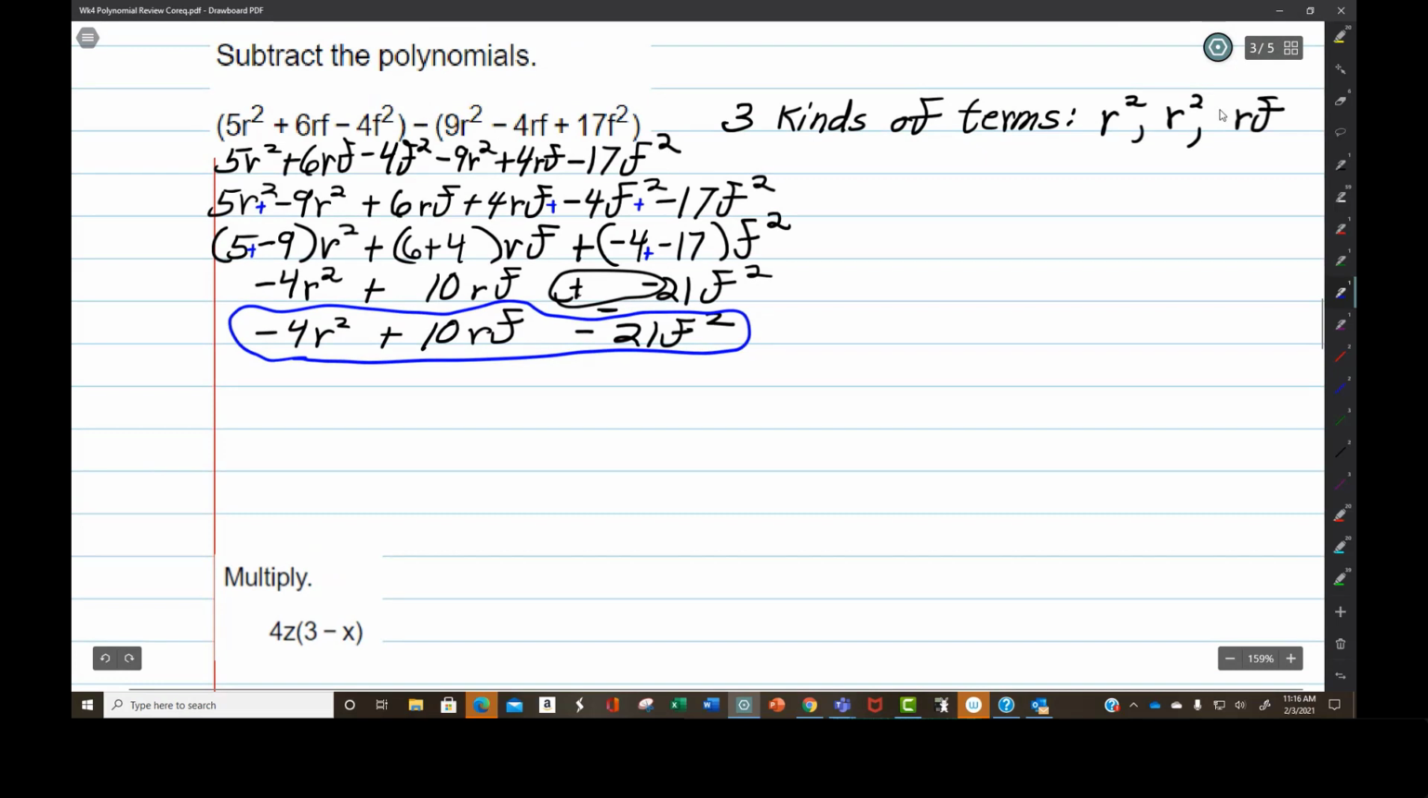R squared. Oh, R squared, that should have been an F. I need people to yell at me. Nicely, but yell at me nonetheless. It's kind of pretty.